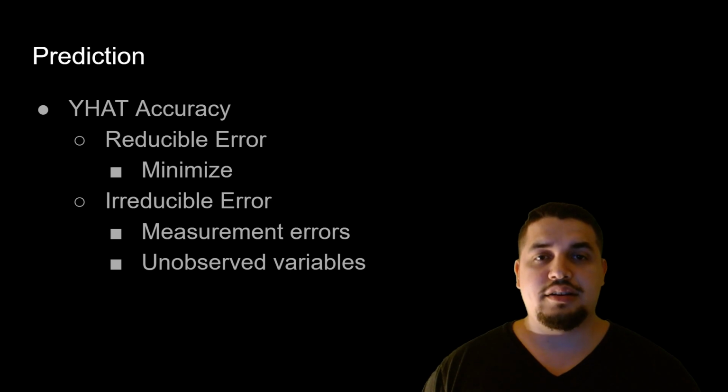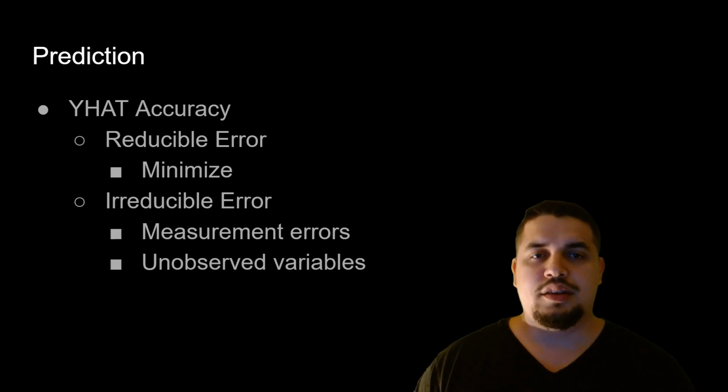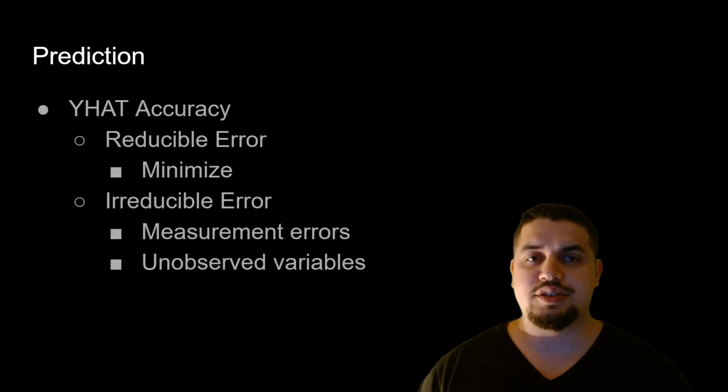The second error is irreducible error. No matter how well we estimate f, the irreducible error cannot be eliminated. Irreducible error is associated with inherent data variability. This variability includes measurement errors and unobserved variables. Irreducible error also affects prediction accuracy.